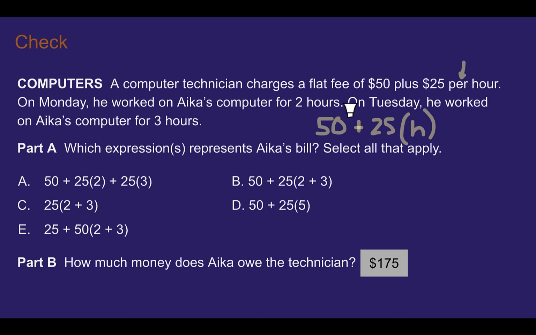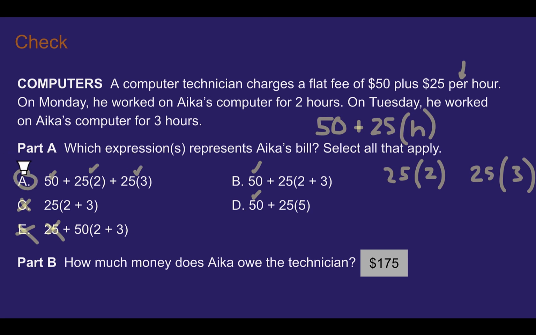So we should see the 50 one time. If I look through, there's 50 one time, there's 50 one time, there's 50 one time. That says 25 one time, so not E. There's not even a 50 in that one at all. Then plus 25 times the number of hours. So it was 25 times 2 hours on Monday and 25 times 3 hours on Tuesday. So there's our 25 and 2 and our 25 and 3.